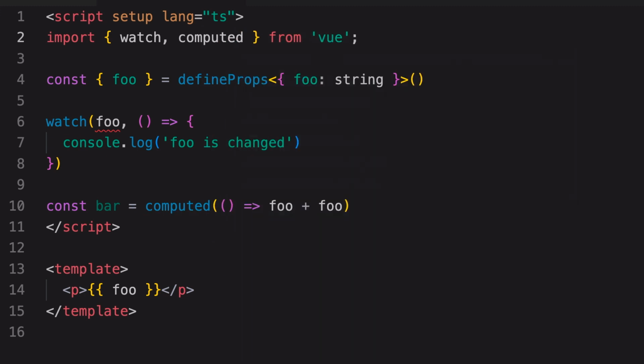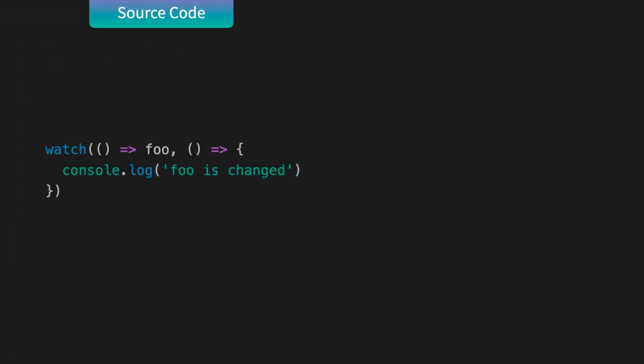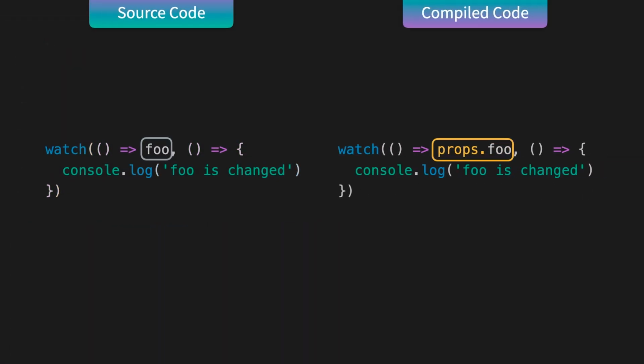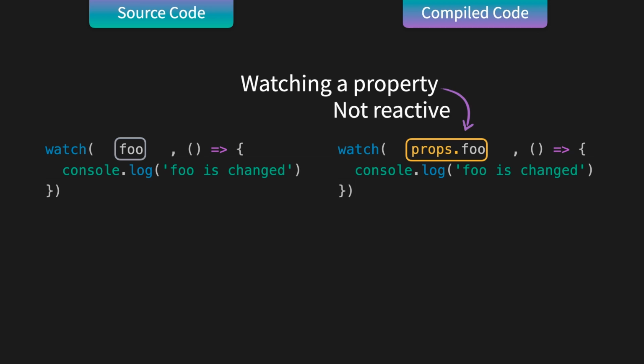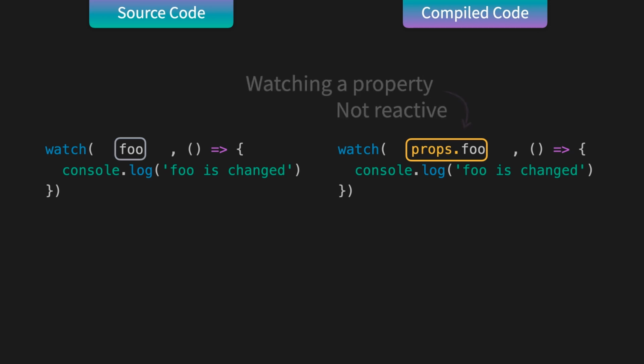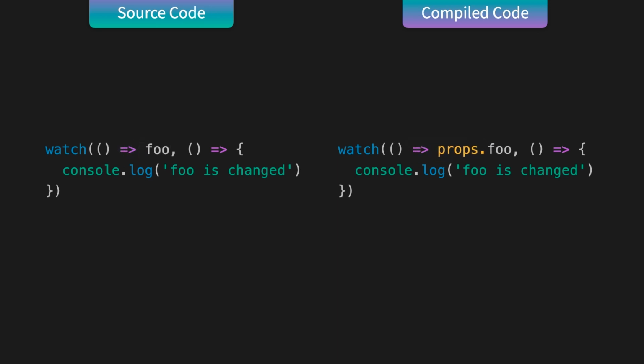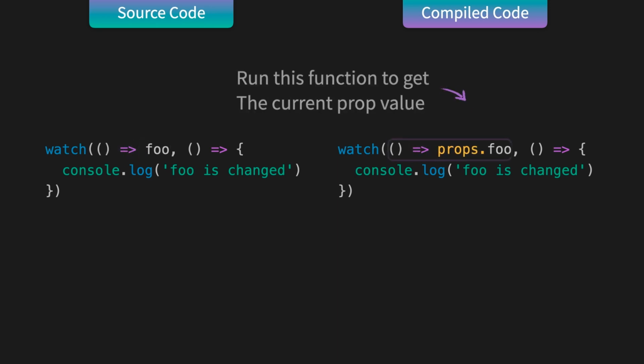But with watch, you have to wrap the prop in a function. That's because the destructured prop variable will be automatically compiled to something like this for runtime. So if you didn't wrap this in a function, the watch would be watching a property of the props, which would be a static value. It would not be reactive. But if you wrap it in a function, watch will be able to access the value of this prop by running the function to get the prop's current value.